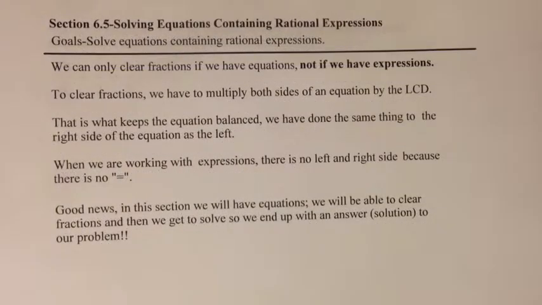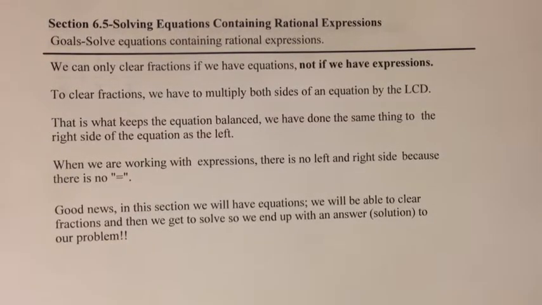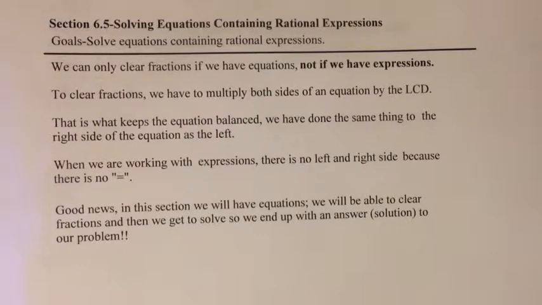Back when we were adding and subtracting rational expressions, you may have been wondering why we couldn't just clear the fractions on those darn things and make them easier. Well, unfortunately, we can only clear fractions if we have an equation, not if we have expressions. That's because in order to clear fractions, we need to multiply both sides of an equation by the least common denominator. That's what keeps the equation balanced, that we've done the same thing to the left side and to the right side. When we're working with expressions, there's no left and right side because there's no equal sign, and so we can't do the same thing to both sides of the equation.